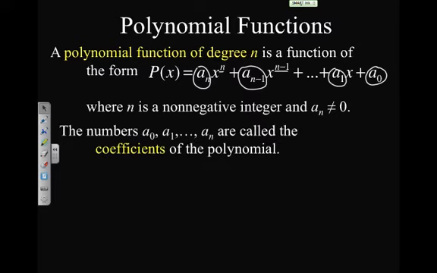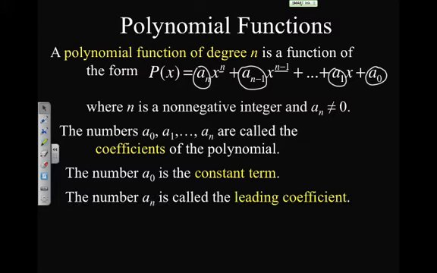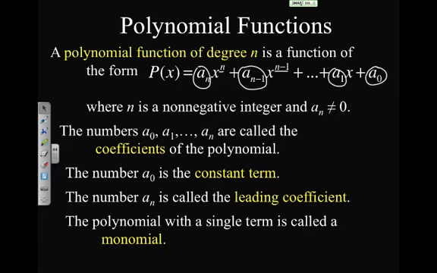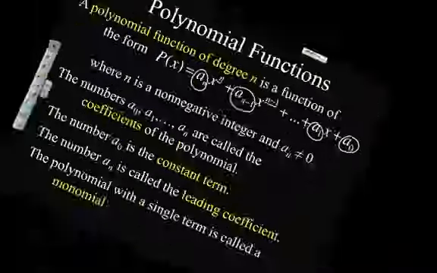The numbers a sub 0, a sub 1, all the way up to a sub n are called coefficients, and again, they're just numbers. A sub 0 is called the constant term because it does not have a variable with it. And a sub n is called the leading coefficient, leading because it is the first one, the one at the very beginning. Finally, a polynomial with just a single term is called a monomial. Mono meaning one, so single term, monomial.